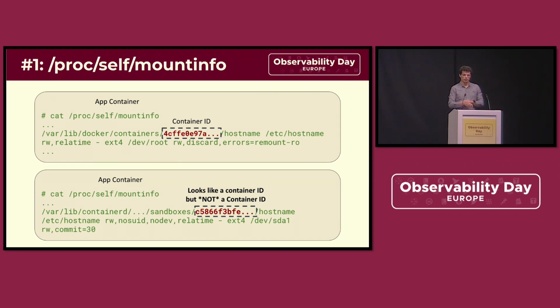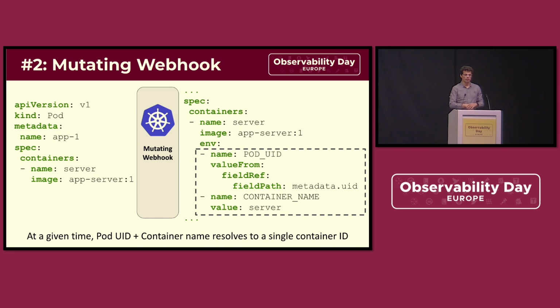So what do we do next? Well, the second solution that we thought about was to add a mutating webhook. So how would that work? Basically, this webhook would inject the pod UID through the downward API, plus the container name. You would send that along with your observability data to your agent or collector. And at a given time, normally this resolves to a single container ID. So that solves our problem.